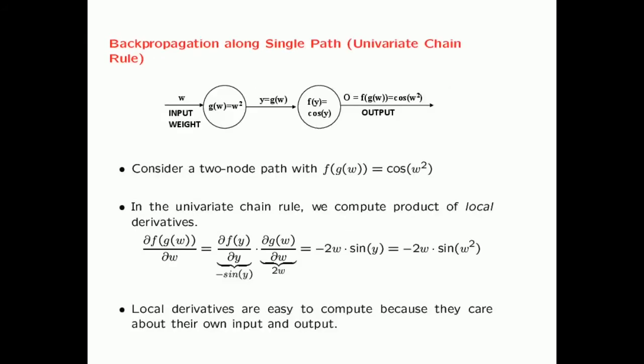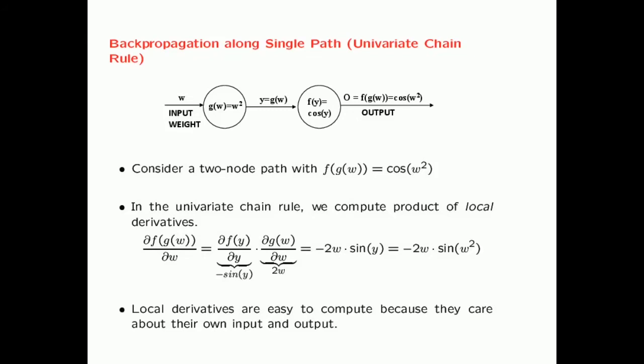However, in practice, for these kinds of recursive compositions, we use a rule that we learned in high school. We don't actually express it in closed form. We can use what is called the univariate chain rule of differential calculus. So here I've shown an example of the univariate chain rule in action. You have a computational graph containing two nodes. The first node computes g(W), which is the square of the input weight. So you have W and it computes the square of that. And the output is y equal to g(W). And the output is the cosine of that.